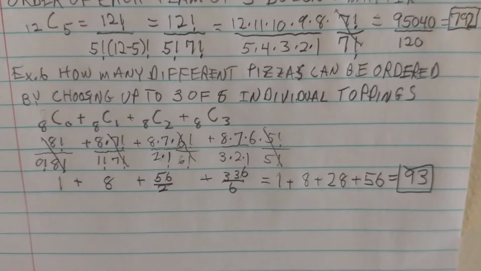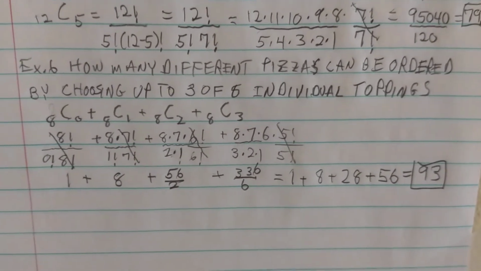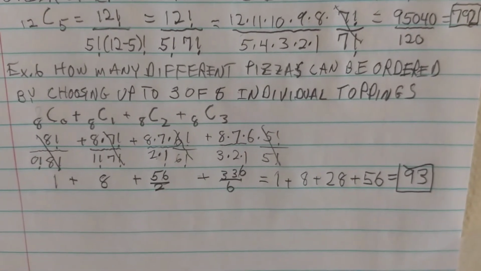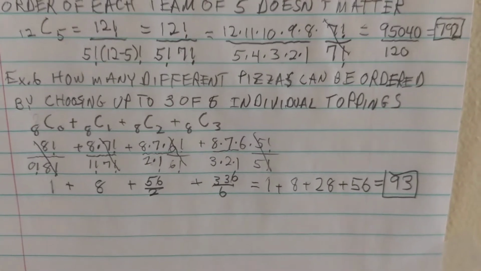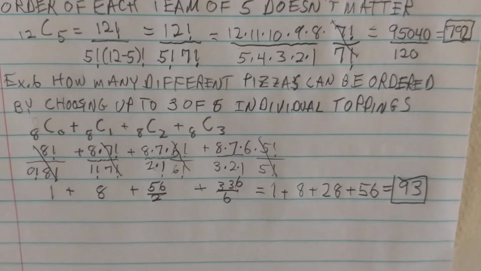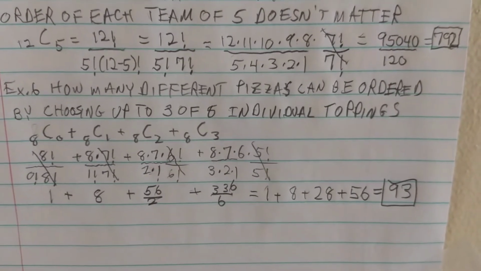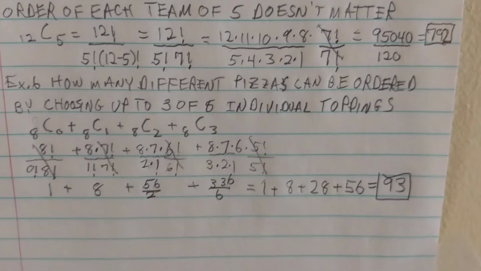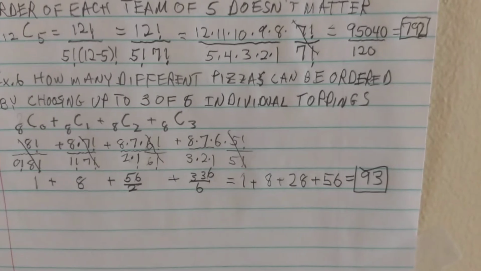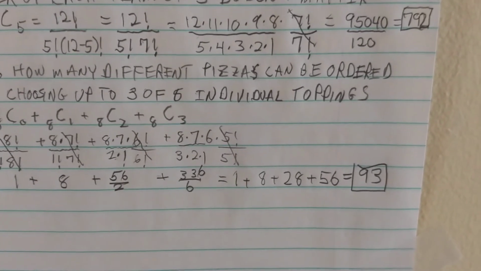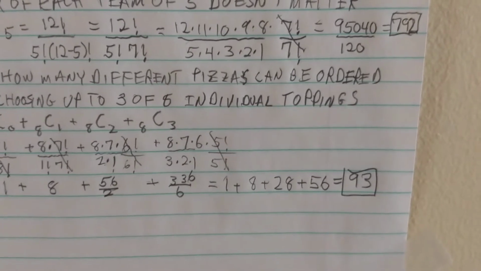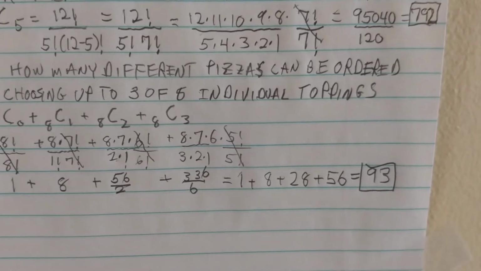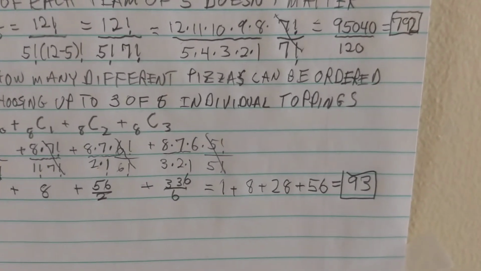So the first one is 8 factorial over 0 factorial times 8 factorial, which is just 1. 8C1 is 8 factorial over 7 factorial times 1 factorial, which is just 8. 8C2 is 8 times 7 times 6 factorial over 6 factorial, divided by 2 times 1, or 56 over 2. And 8C3 is 8 times 7 times 6 times 5 factorial over 3 factorial, 3 times 2 times 1, with the 5 factorials canceling. And that leaves us with 1 plus 8 plus 28 plus 56, or 93.